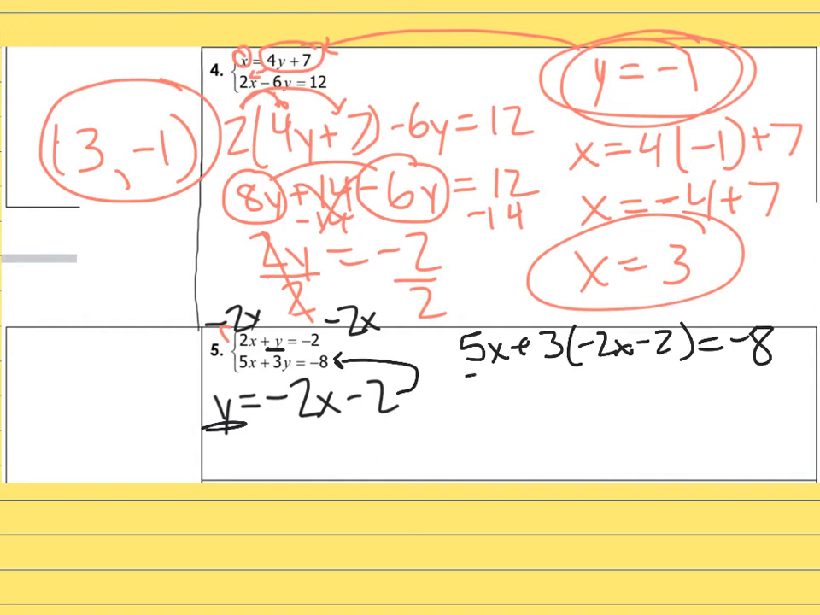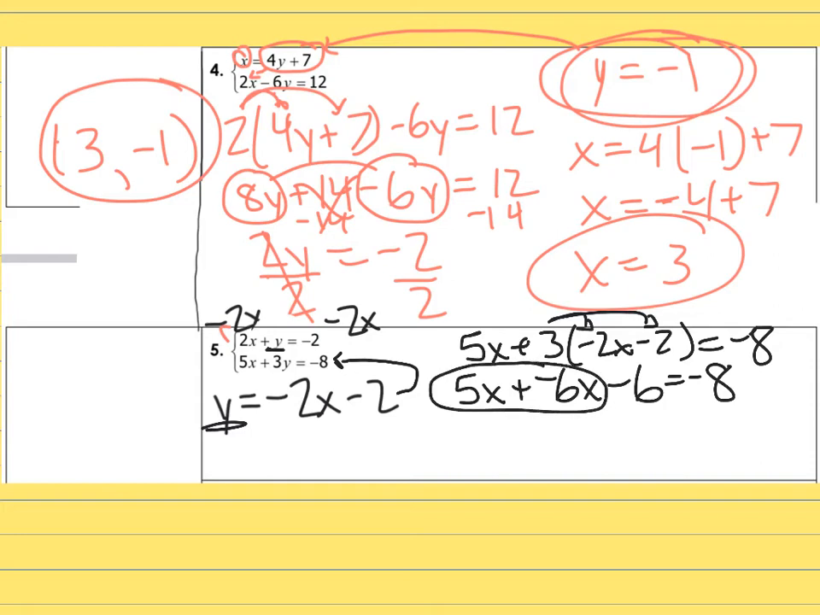So from here, we still have the 5x, but we need to distribute that 3. So let's go ahead and do it. I've got 3 times the negative 2x, that's negative 6x. 3 times the negative 2 is another minus 6. This equals negative 8. Same thing. In one step, I'm going to do 2 things. I'm going to combine the like terms. So 5x minus 6x is negative x, or negative 1x. And I'm also going to add 6 to both sides.